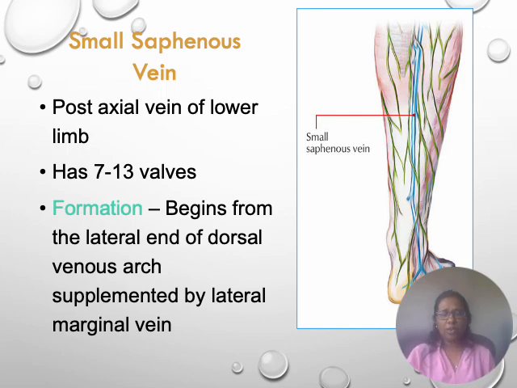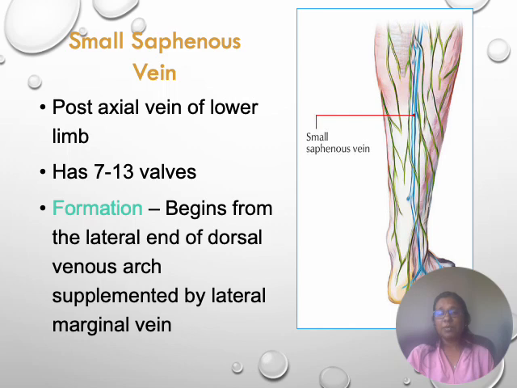Now we are moving on to our next superficial vein, that is the small saphenous vein. As the name says, it is quite small when compared to the great saphenous vein, and it is otherwise also called the short saphenous vein. Next, it is the post-axial vein of the lower limb, but it has 7 to 13 valves.